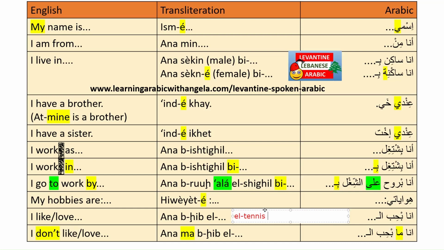أنا ما بحب, I don't like. So I don't like or I don't love, we negate with ma. Ma, over here in Arabic, negates all tenses. So that's really easy to use and straightforward in colloquial. In standard Arabic, it's much more complicated. There are different negation tools. It's a lot simpler in spoken Arabic.